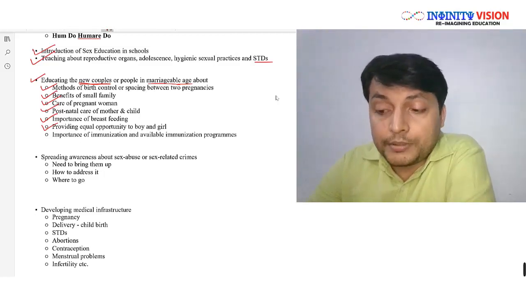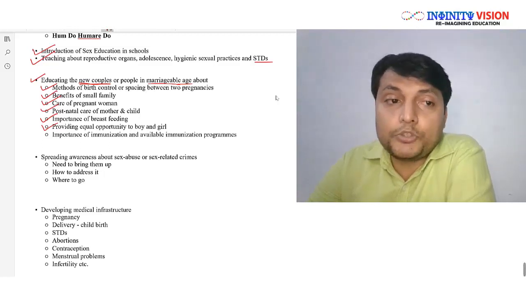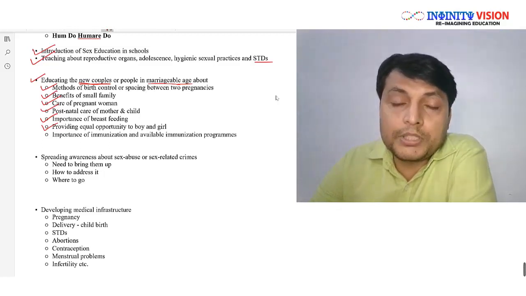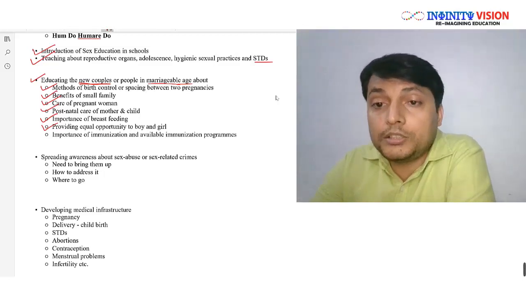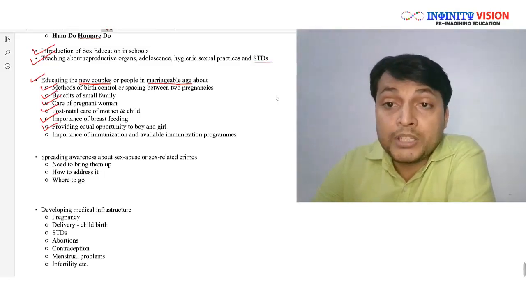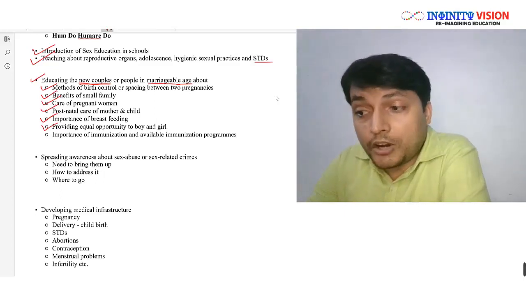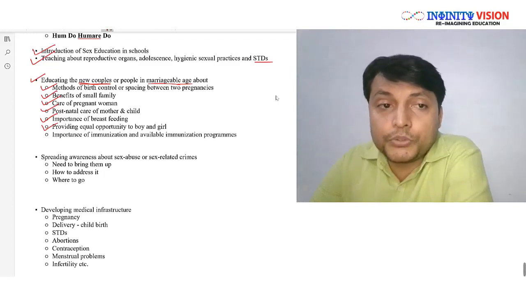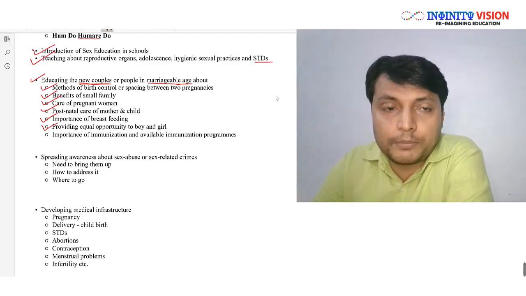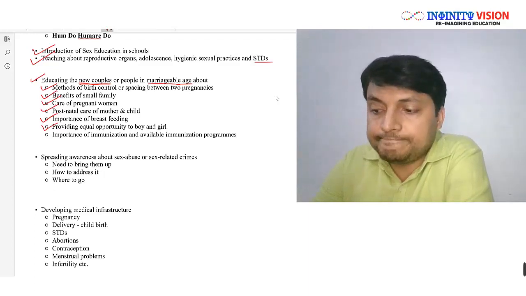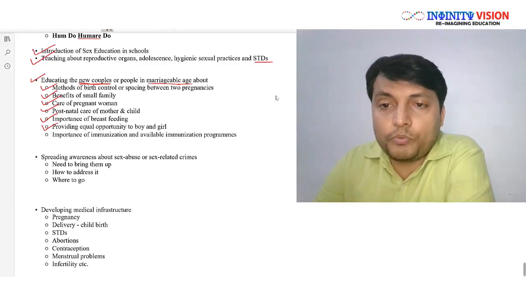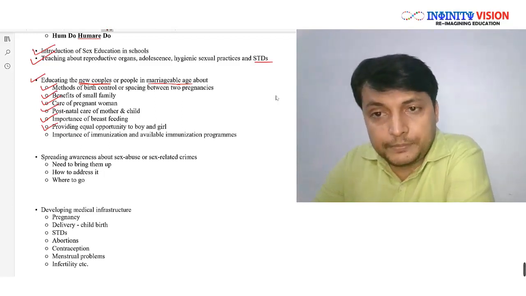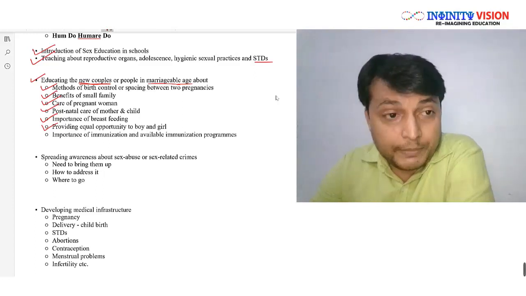So under these programs, we started educating people, okay, about providing the equal opportunity to the boy and girl, not to discriminate between the two. The two are in a way equal. Okay, they both are equal in each and every sense. Okay, so you should not discriminate, you should provide equal opportunity to both of them, and they can be as wonderful as a boy or a girl can be. Great. So this was one part.